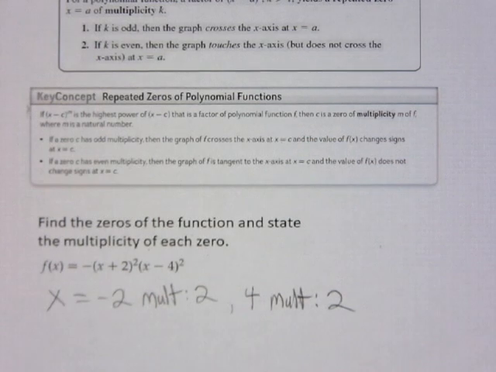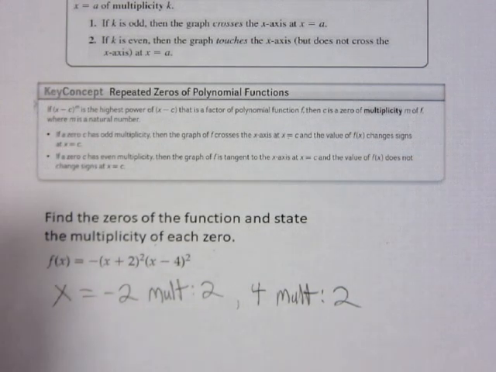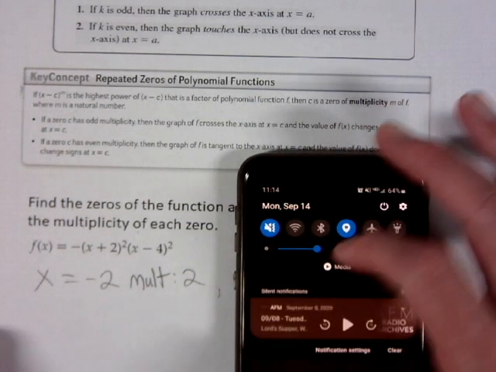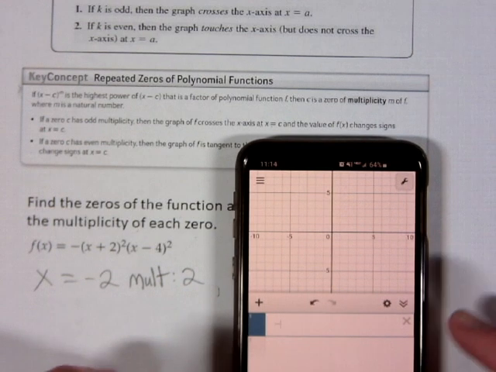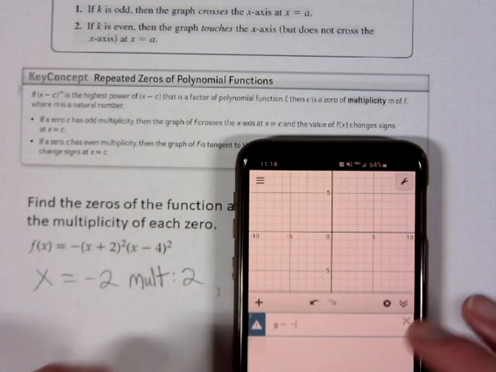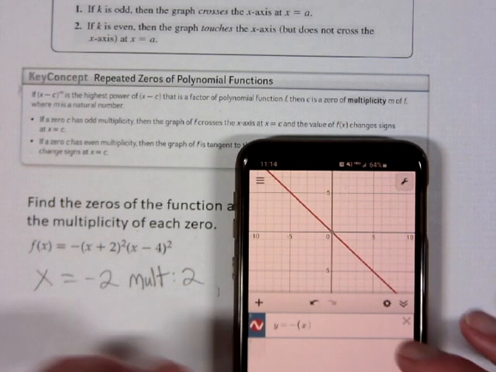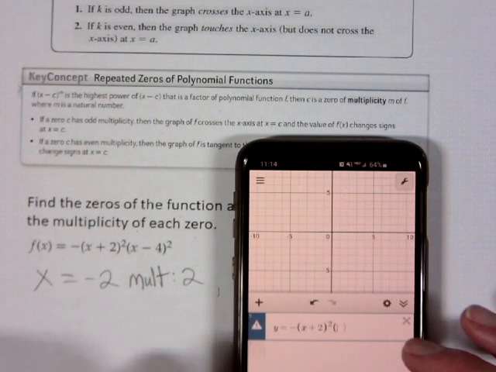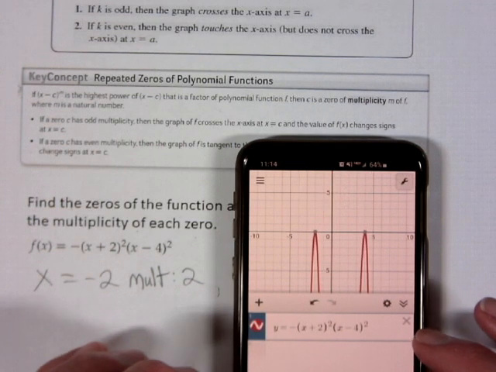All right, so we've stated the zero and the multiplicity of each zero. Now let's look at this example graphically so that we can see what we're talking about with the even and the odd power. Pull up our graphing calculator and let's plug it in. Y equals negative, open a set of parentheses, x plus 2 close squared, and then times x minus 4 close squared. Okay?